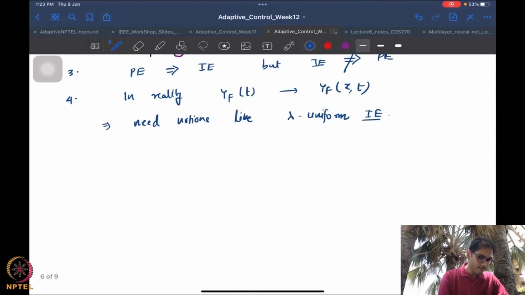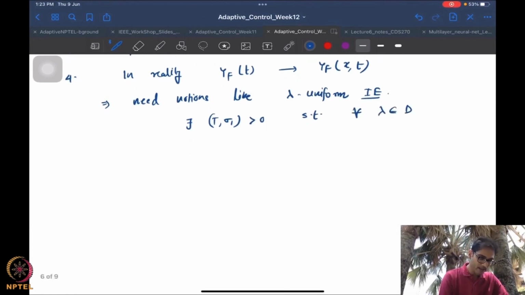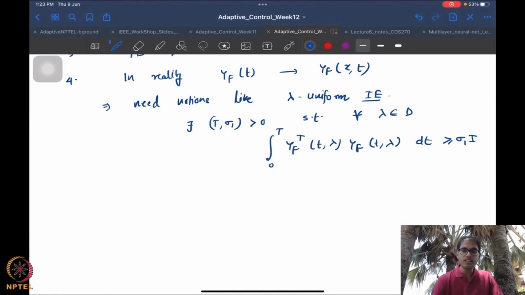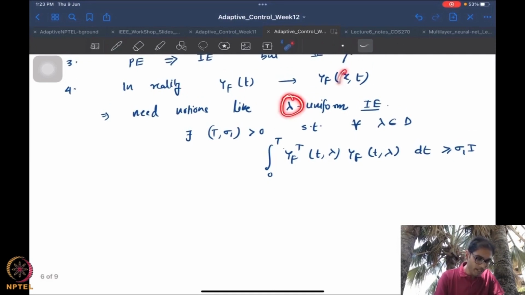So what was lambda uniform initial excitation? It essentially says that there exist T and sigma 1 positive such that for all lambda in some domain, the integral from 0 to T of YF transpose(t, lambda) YF(t, lambda) dt is greater than or equal to sigma 1 times identity. So basically we need a lambda-agnostic initial excitation type condition. Why can we talk about a parameter and not a state?